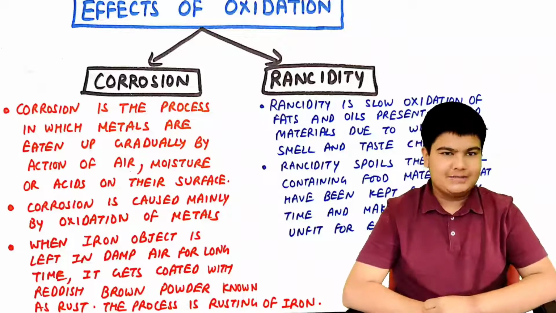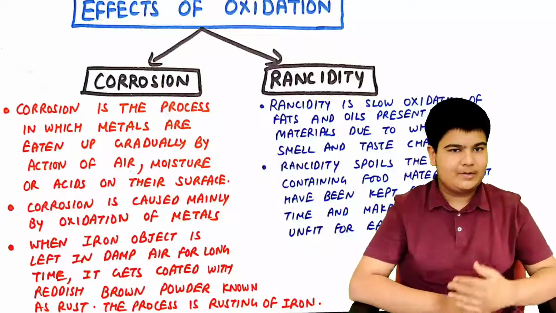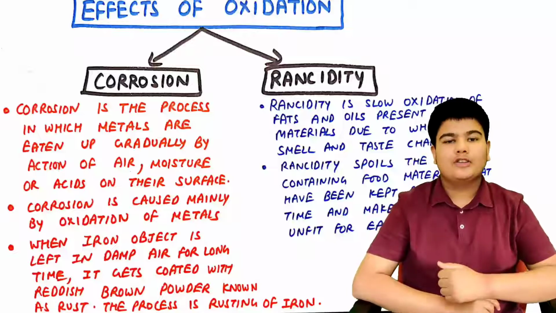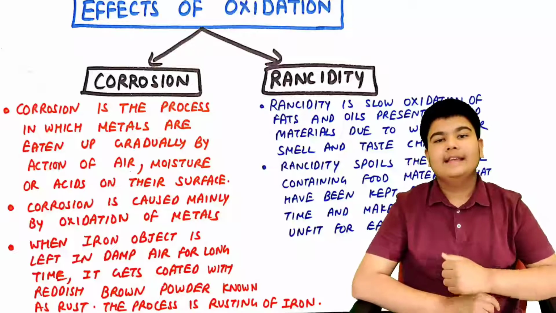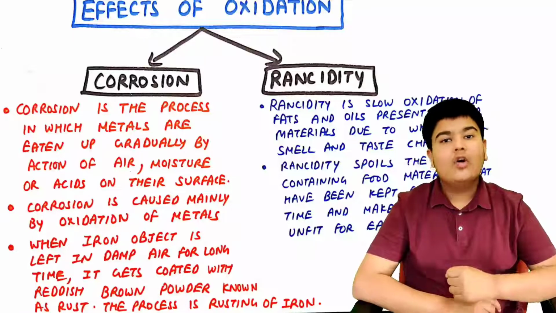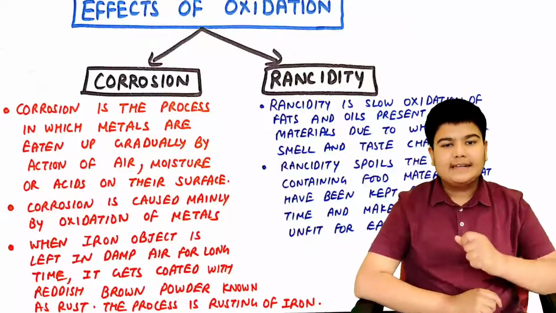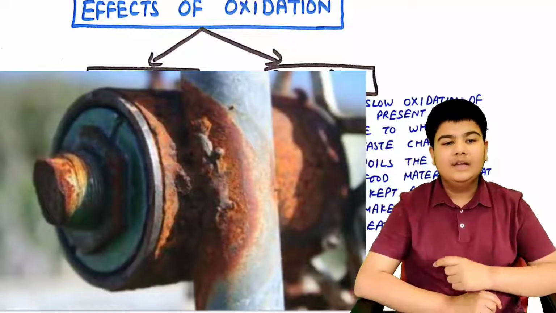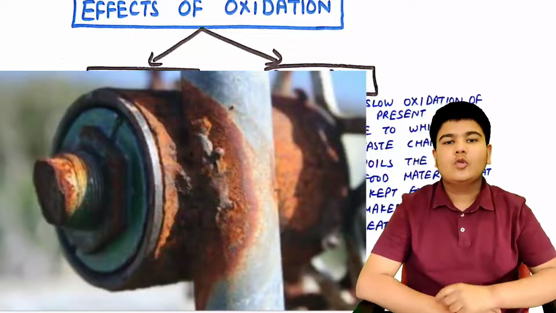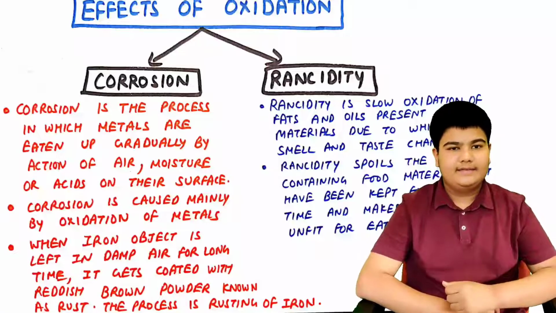Effects of oxidation. Now let us study what are the various effects of the oxidation process. First, corrosion. Corrosion is the process in which metals are eaten up gradually by the action of air, moisture or acids on the surface. For example, when an iron object is left in damp air for a long time, it gets covered with a reddish brown coat known as rust. This is known as rusting of iron.